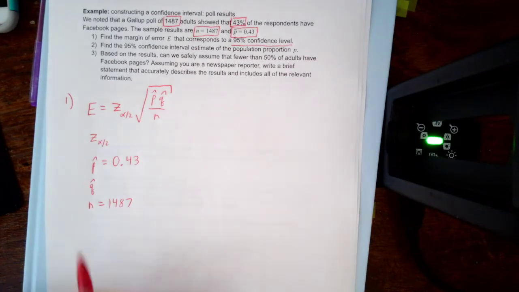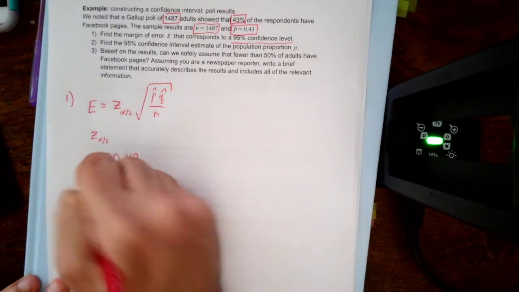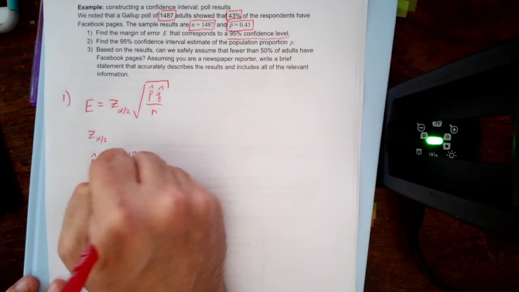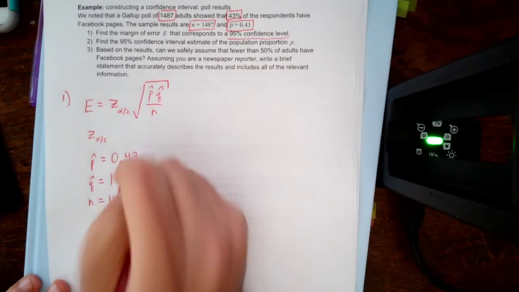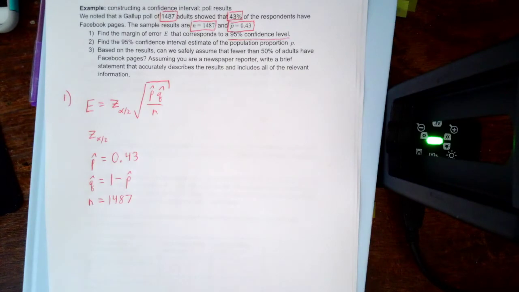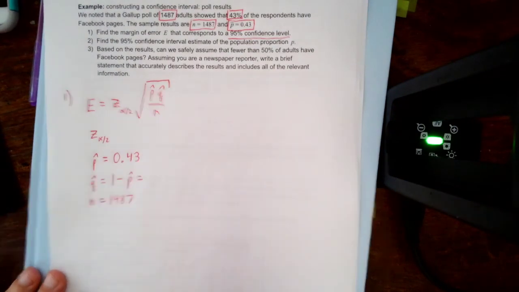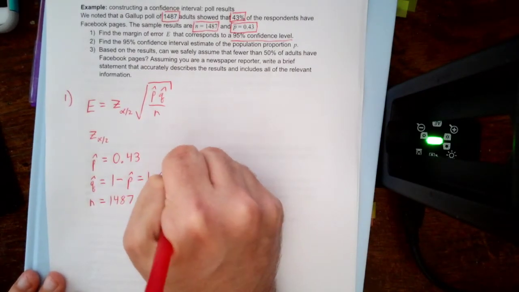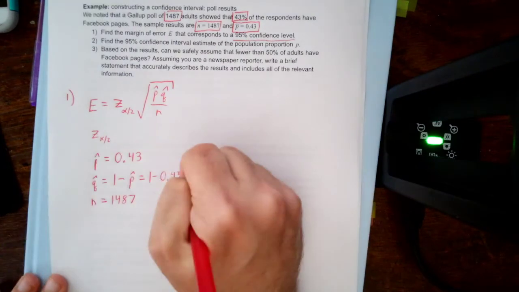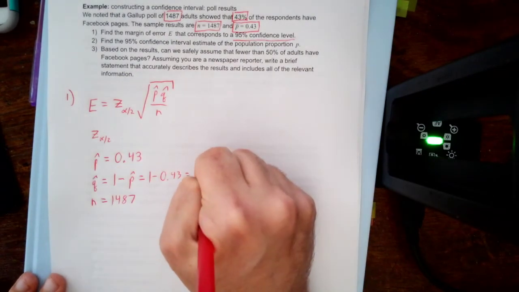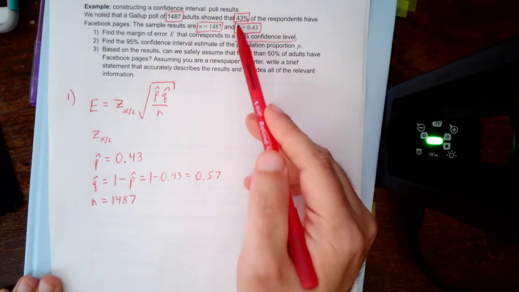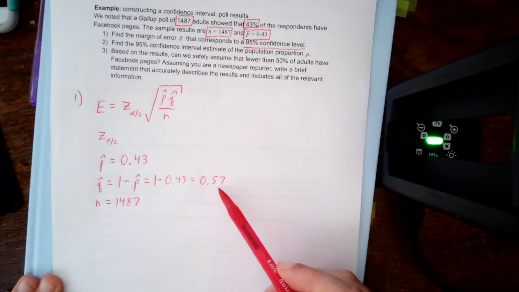Now, Q hat. Remember, Q hat is the complement of P hat. It's 1 minus P hat. It's the opposite. It's the people who did not have Facebook. So 1 minus 0.43 gives us 0.57, right? If 43% did, then 57% didn't, right?